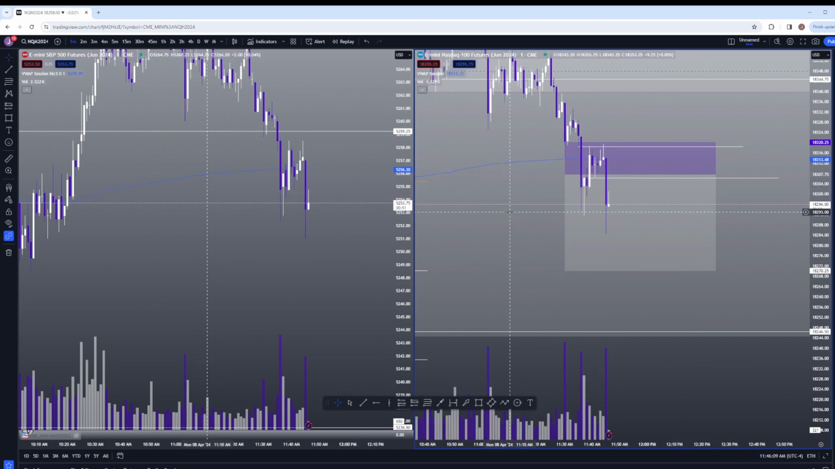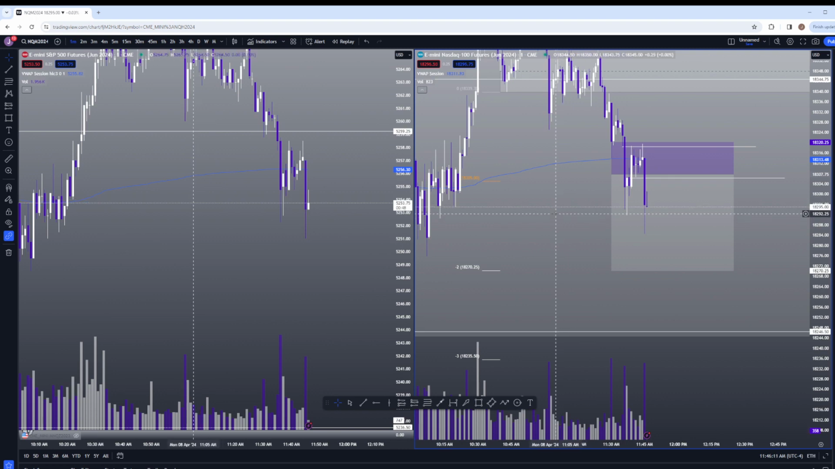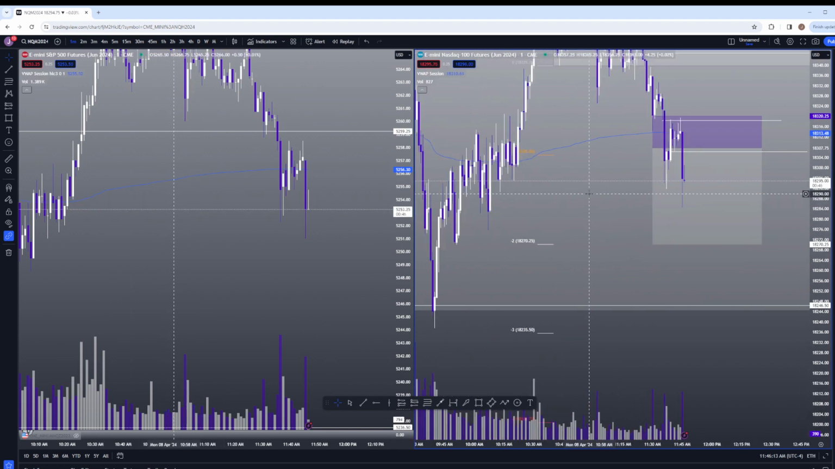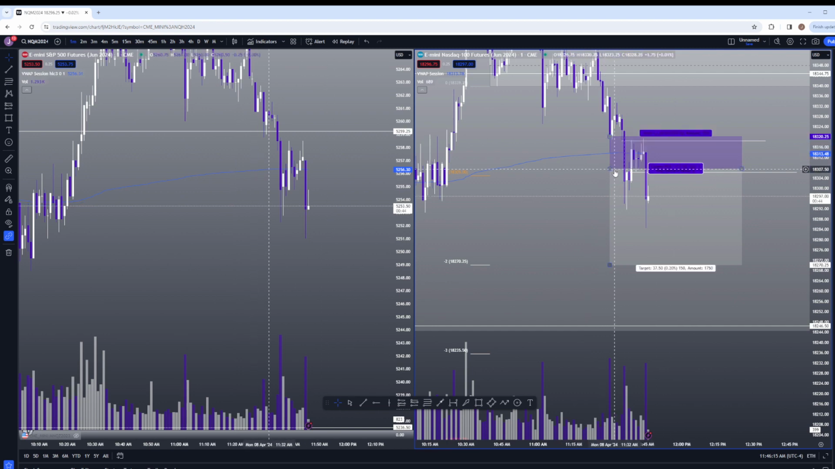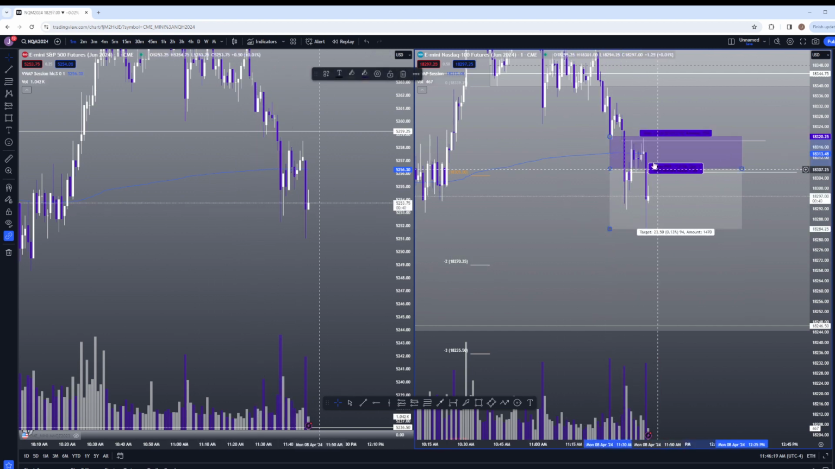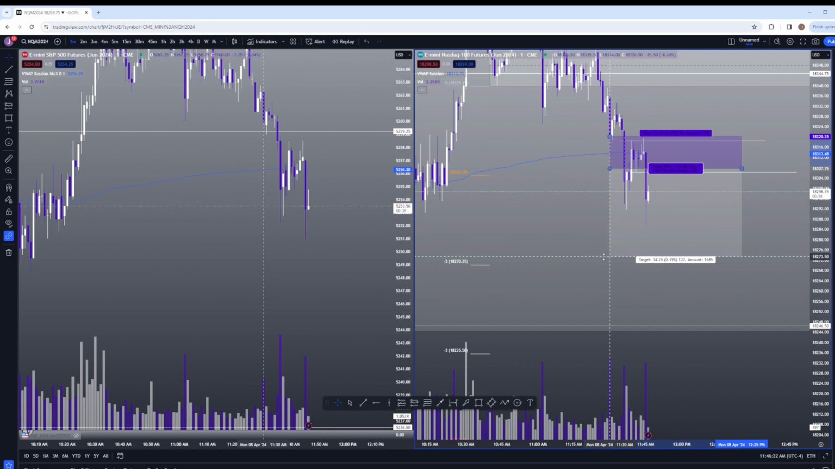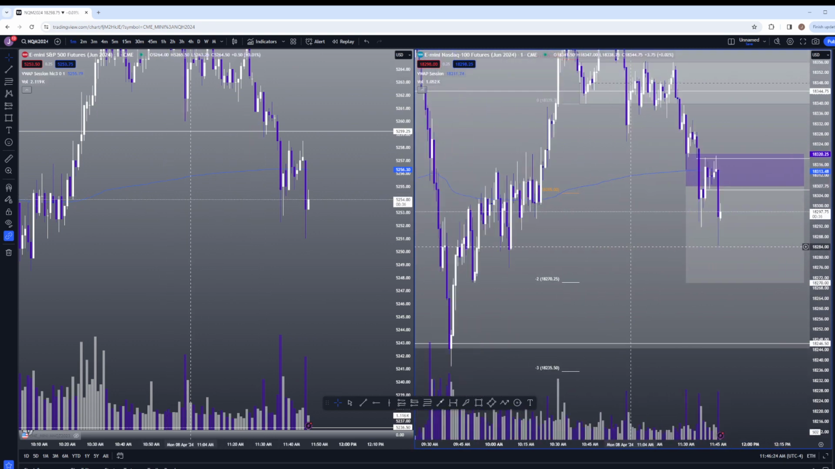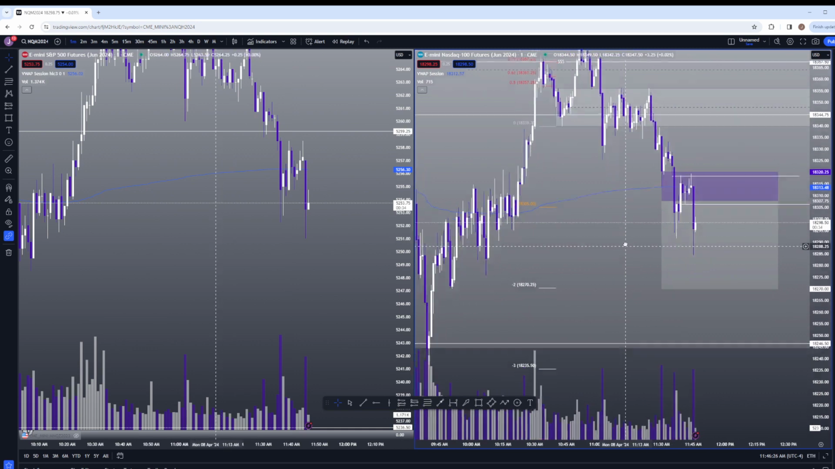But again, not a bad entry. Not a bad entry at all, if you did take it. Depending on where your entry was, if it was where I had mine, that's 94 ticks. So the idea is there. I just didn't capitalize on that one.